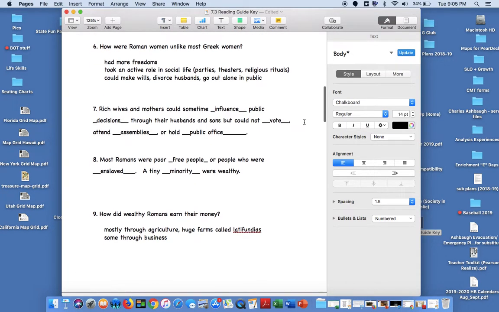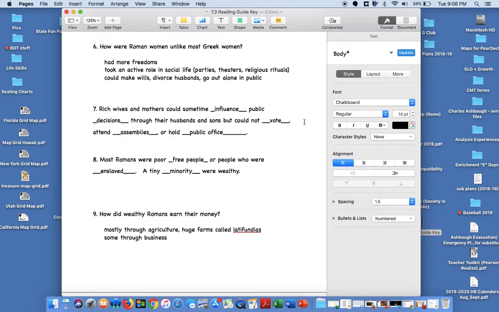How are the Roman women unlike most Greek women? Well, the Roman women did have more freedoms. Although they were not allowed to take part in politics, they did have an active role in social life. They could go to parties, theaters, religious rituals. They actually could make wills, divorce their husbands, and go out alone in public. But they did not have the right to hold public office, as you can see with number 7 here. Although rich wives and mothers would sometimes influence public decisions through their husbands and sons, they still weren't able to vote to be part of any of the assemblies or hold any public office.